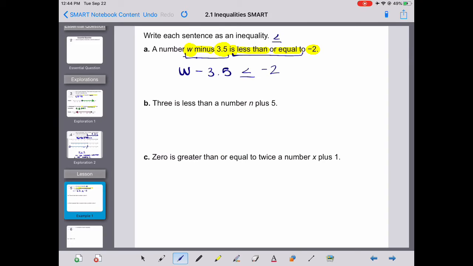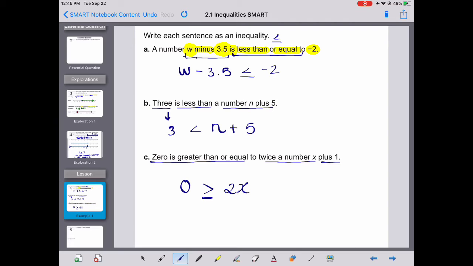In part B, 3 is less than a number n plus 5. So translate it again. 3 is less than, so just this symbol, a number n plus 5. And that's it. C, 0 is greater than or equal to twice a number x plus 1. So 0 is greater than, but it can also be equal to twice a number x, so 2 times x is 2x plus 1.